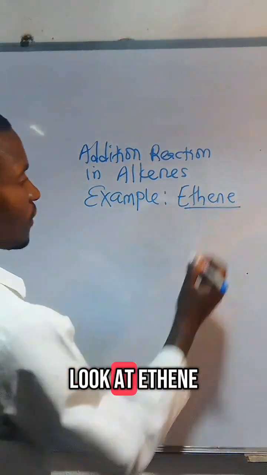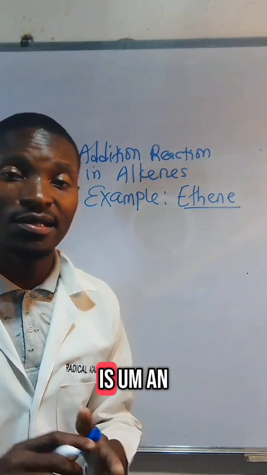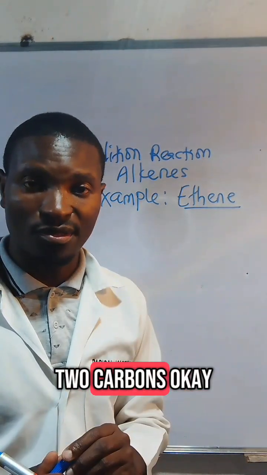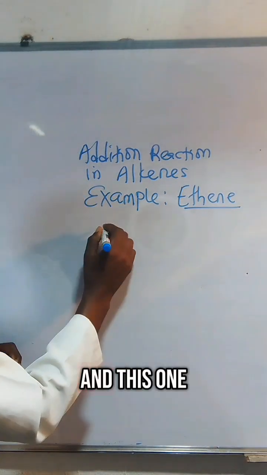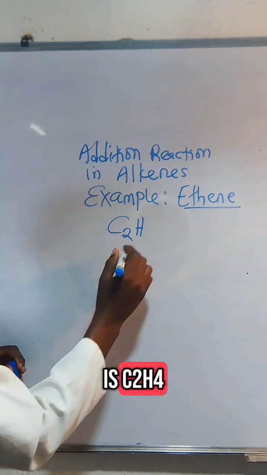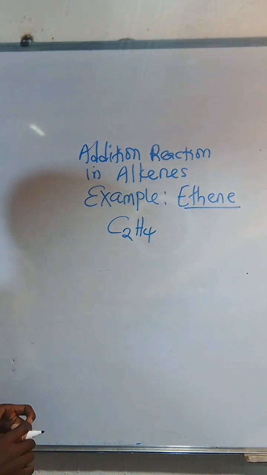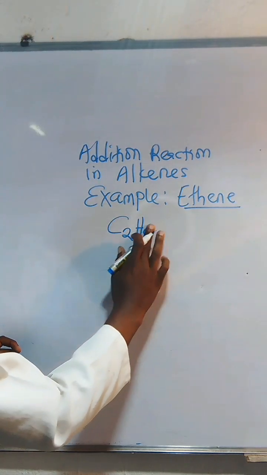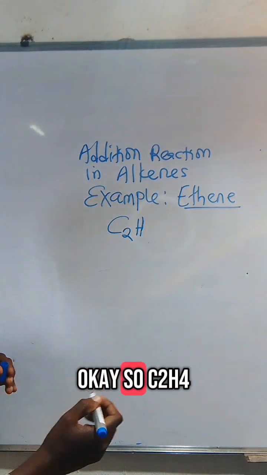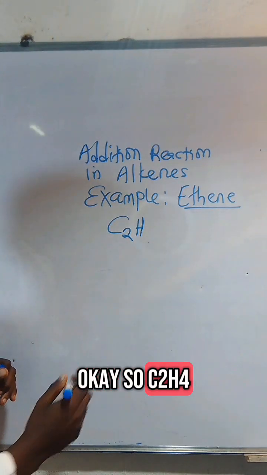So when you look at ethene, this is a hydrocarbon that contains two carbons, and this one is C2H4. Okay, so C2H4.